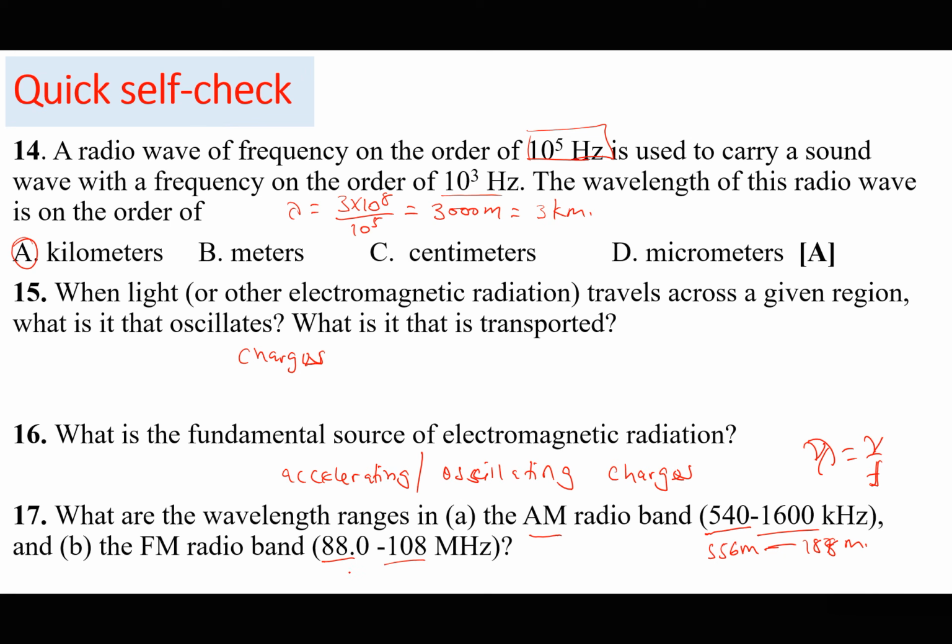Then you can also check the other one as an assignment. We just use the formula lambda equals V over F, where V is 3 times 10 to the power of 8, divided by the value of F.